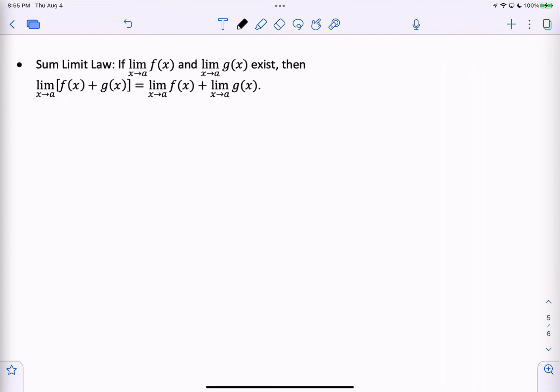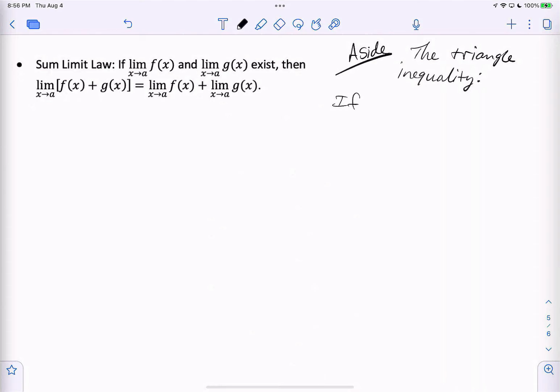But before we get started, we're going to do an aside. I don't know if it's legal to do an aside before you even get started, but I'm going to do it. There is something called the triangle inequality. And it says that for real numbers a and b, the absolute value of a plus b is less than or equal to the absolute value of a plus the absolute value of b. To show why this is true, I'm just going to make a few statements here.